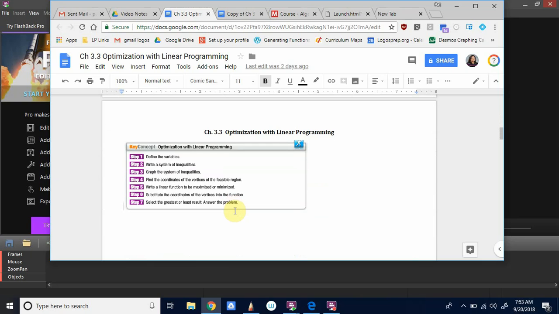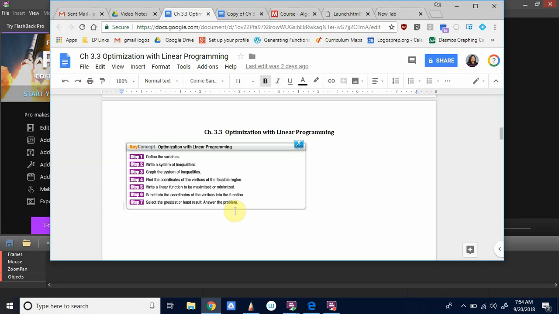So the first thing you're going to do, because most of these are going to be word problems, all right? So we will define a variable. We will write a system of inequalities, which are our constraints, and then we're going to graph the systems of inequalities. We're going to find all the coordinates of the vertices of the feasible region, so it's all the points that are in the bounded area, or surround the bounded area, and then we're going to write a linear function to be maximized or minimized. Okay, and we're going to learn how to write those. They're pretty simple. It's called your objective function.